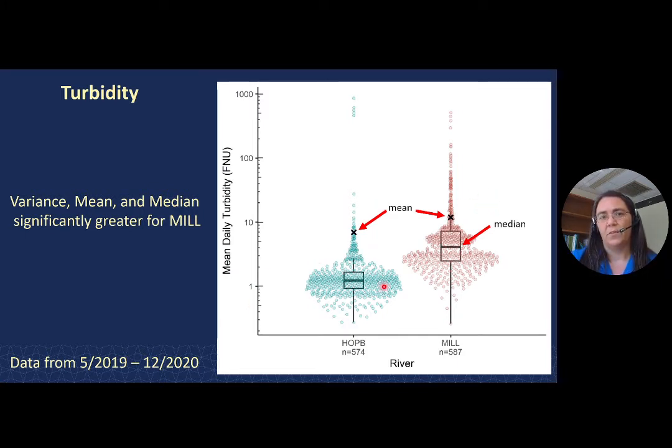Because the turbidity data had a lot of low values and then a couple of high values, I have graphed it on a log scale in this case. Each value in this particular figure shows the mean daily turbidity, so the average turbidity on a particular day. What we can see here is that the variance, the mean, and the median were significantly greater for turbidity for the Mill River. So while there's a lot of overlapping points, in general, there are higher values of turbidity in the Mill River than in the Lower Hop Brook.